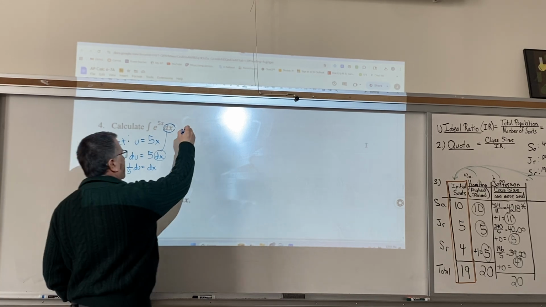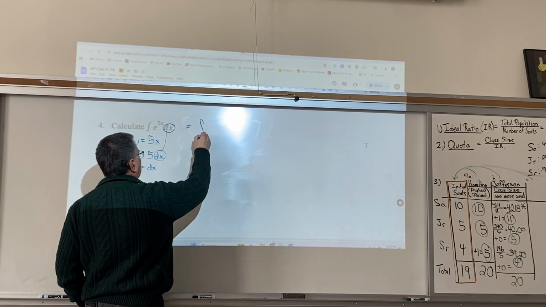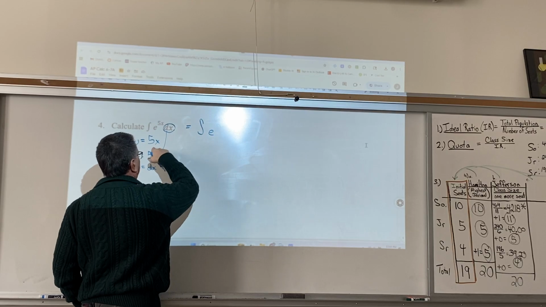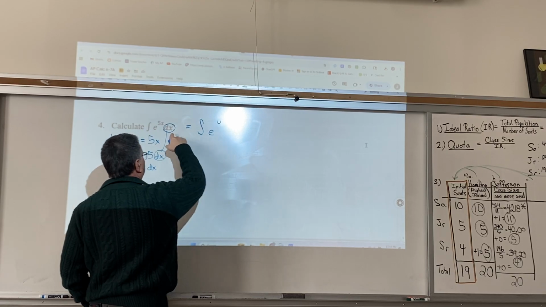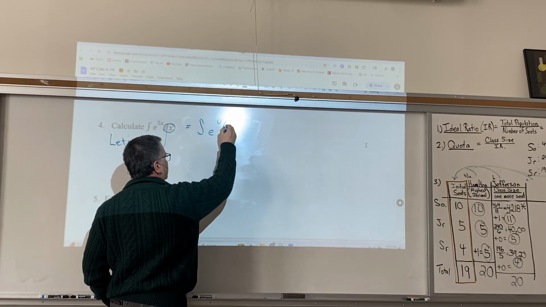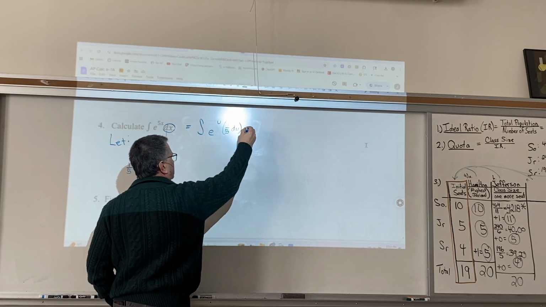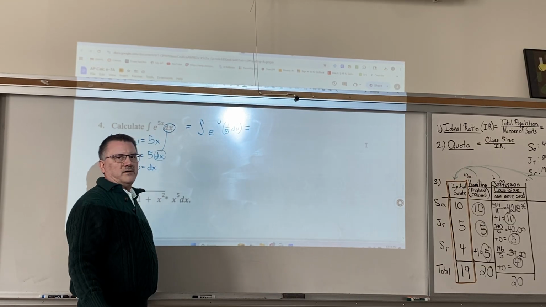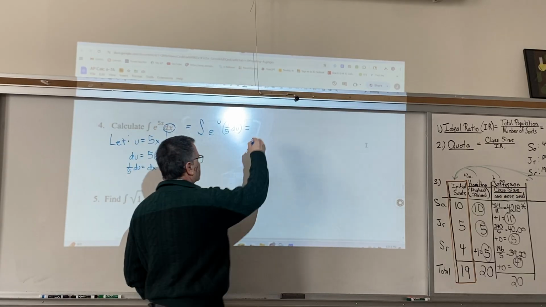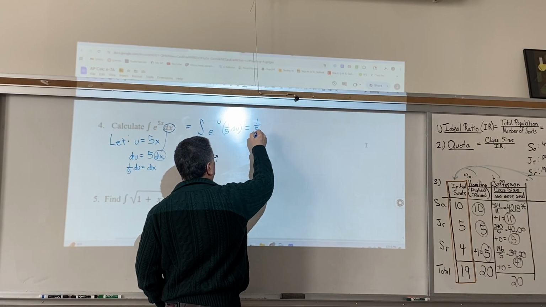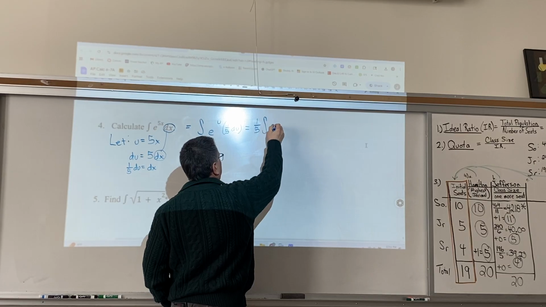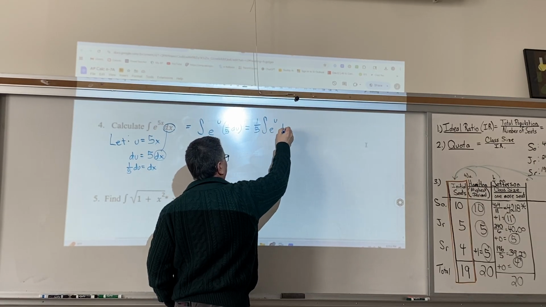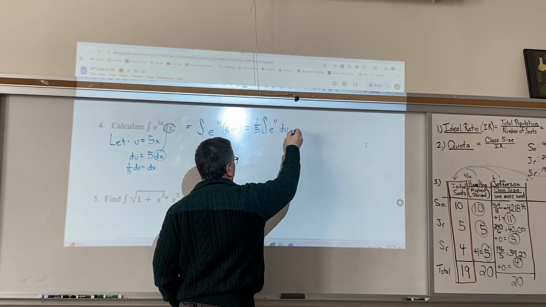And then that will allow me to do this. Integral of e to the, well, we just said 5x is going to be u. We just said dx is going to be 1/5 du. Which means I can definitely bring all the constants out, which in this case is just the 1/5, the integral of e to the u du, which we know.